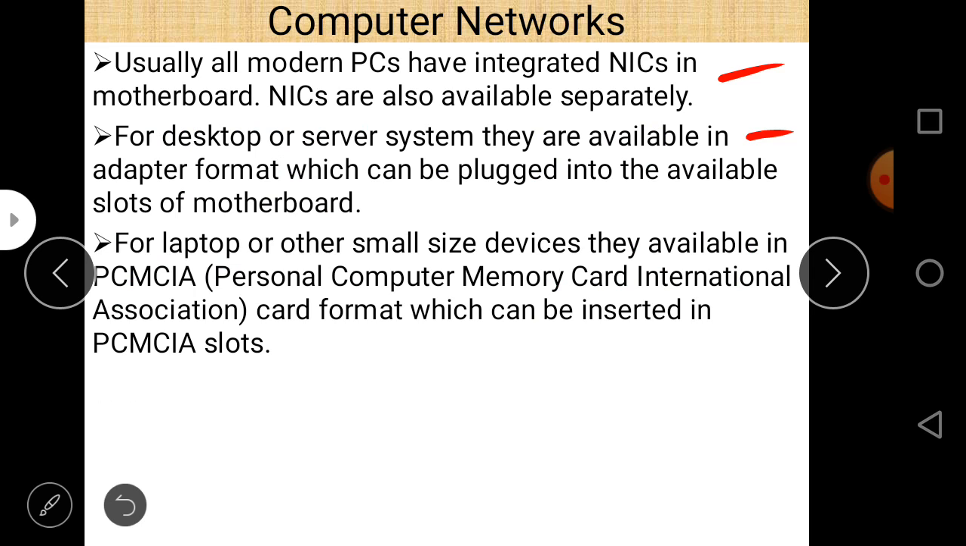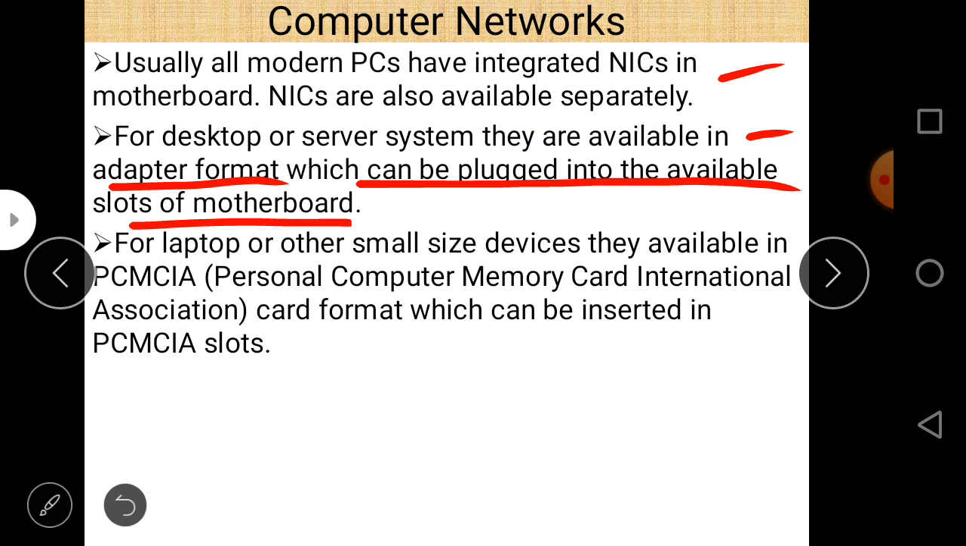Usually all modern PCs have integrated NICs in the motherboard. So generally NICs are part of all motherboards, and NICs are also available separately. And for desktop or server systems, they are available in adapter format, which can be plugged into the available slots of the motherboard.